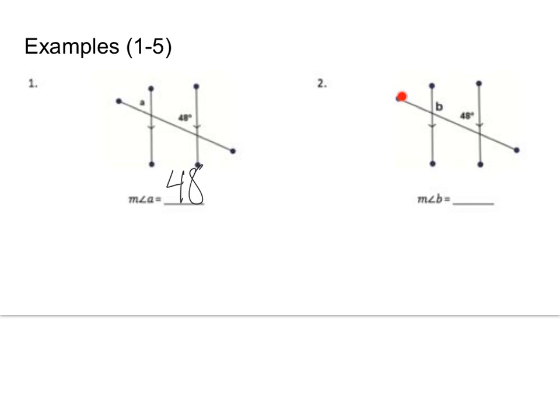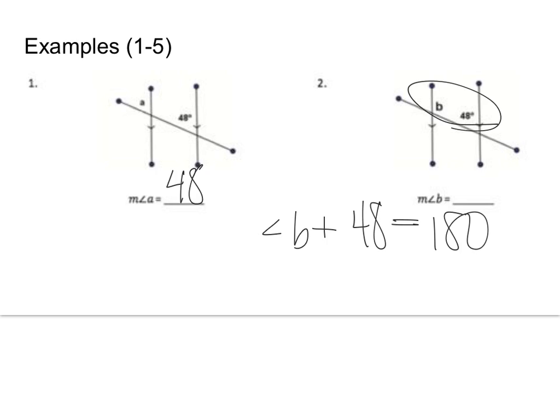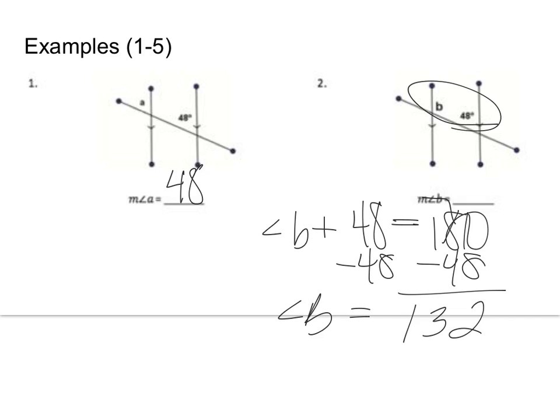Here I have transversal, parallel lines. Okay, these are inside, on the same side of the transversal, inside of the parallel lines. So here we have angle B plus 48 equals 180 because we know that they're supplementary. So subtract 48. Angle B is 132 degrees, and that would be a lowercase b.